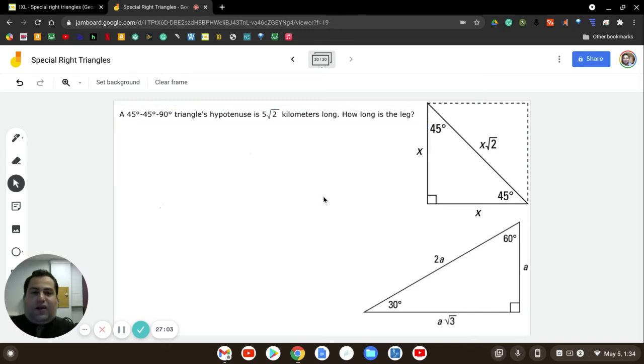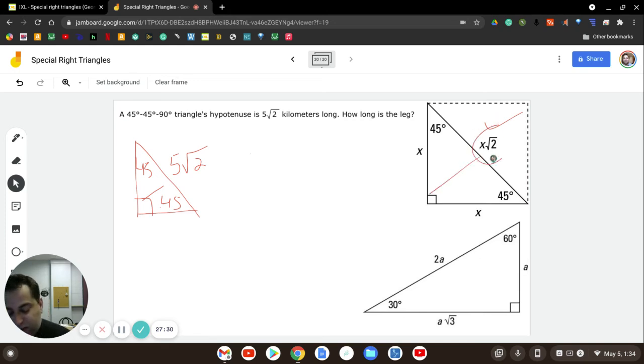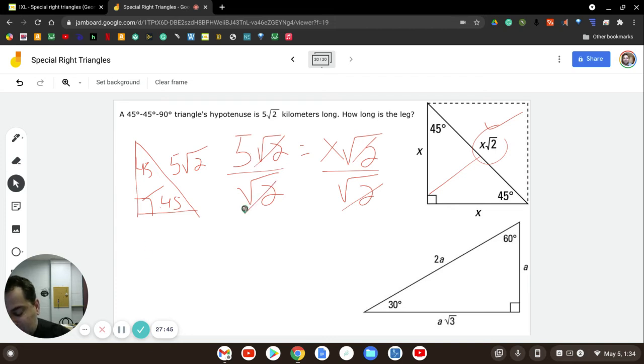Okay, so now here I have a 45, 45, 90 triangle. So I know that it's going to be this sample right here. It says that the hypotenuse is 5 square root of 2. So I know 45, 45, and the hypotenuse is opposite the 90-degree angle, and it's 5 square root of 2. Opposite the right angle, I have x square root of 2. So 5 square root of 2 is equal to x square root of 2. Divide both sides by the square root of 2, cross off what they have in common, and I get x equal to 5.